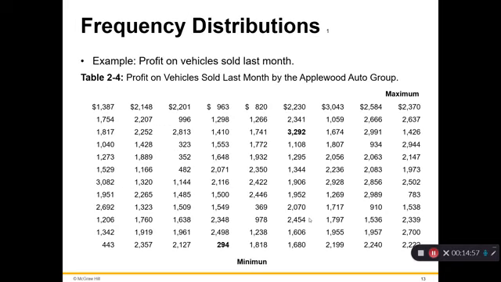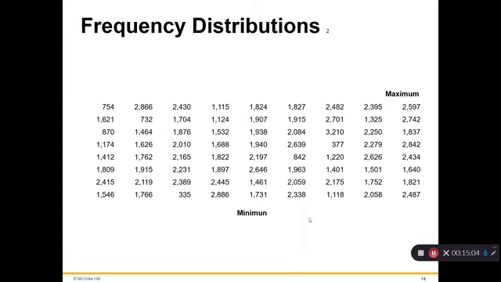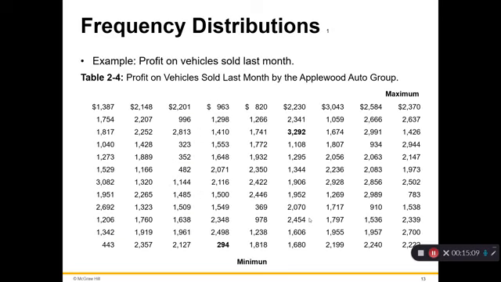So this is a data set. There is a large number of items in this data set, and there are two slides here for it. The maximum in this data set is 3,292, and the minimum is 294. So you need to find that. That's what I'm saying. This table is from your textbook: profit on vehicles sold last month by the Applewood Auto Group.